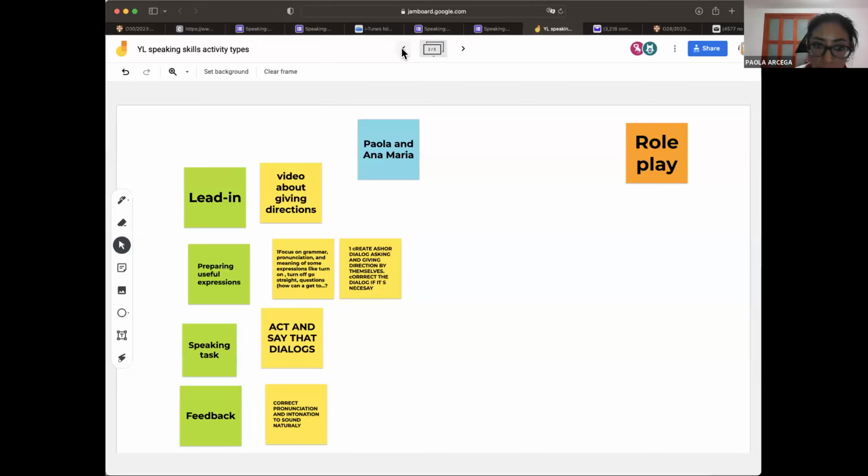And after that, ask the students to create a short dialogue, asking and giving directions by themselves, and correct their grammar at that moment. So after that, in the speaking task, they can act out those dialogues. In the feedback, correct pronunciation and intonation to sound more natural. Great. Great. Yeah.